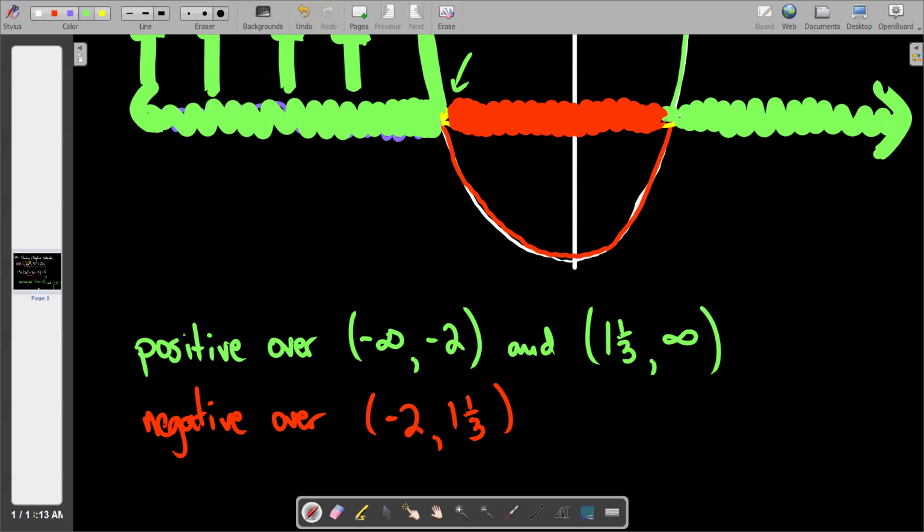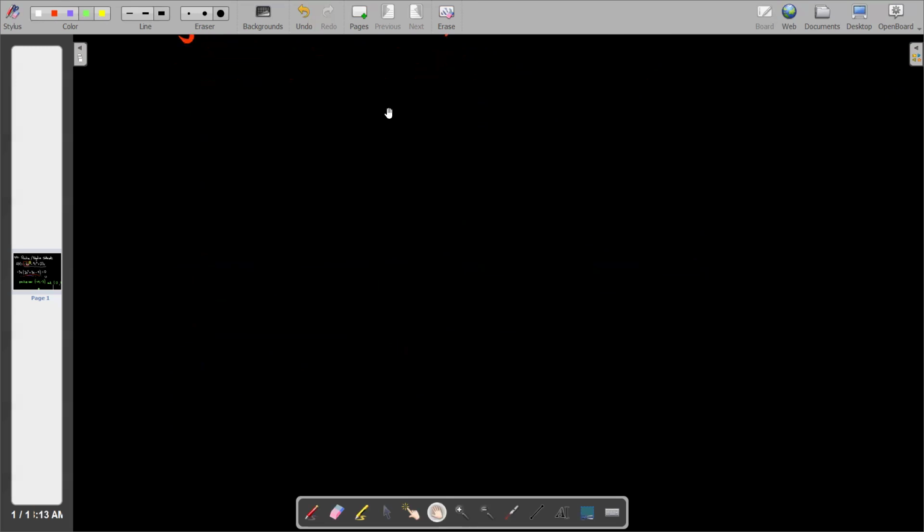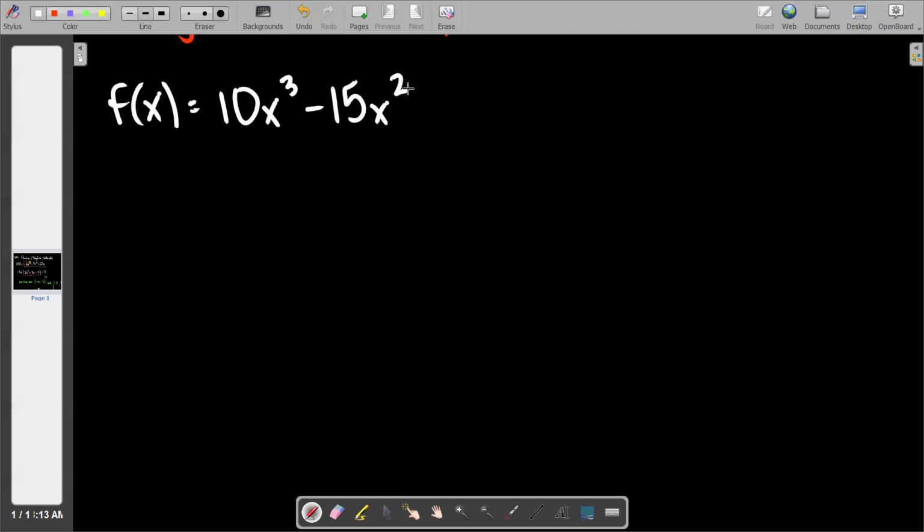Okay, let's do one more. Let's make sure. And then you can have a bunch of work time today. So the last one is f of x equals 10x to the third minus 15x squared minus 100 regular linear x's. Ay, Dios mío.